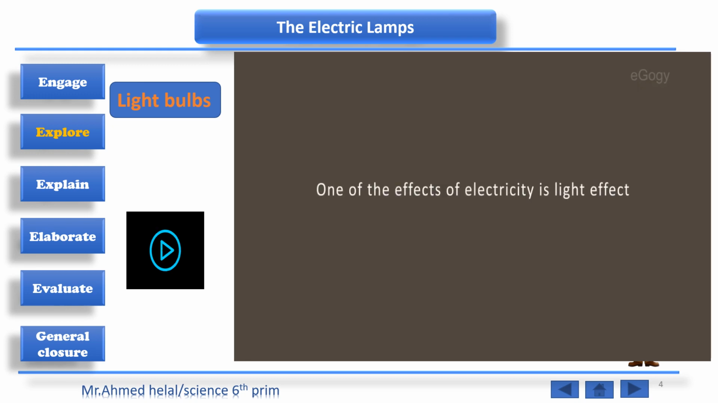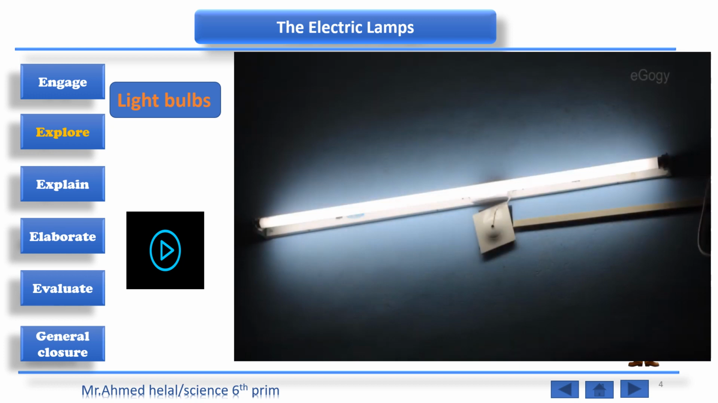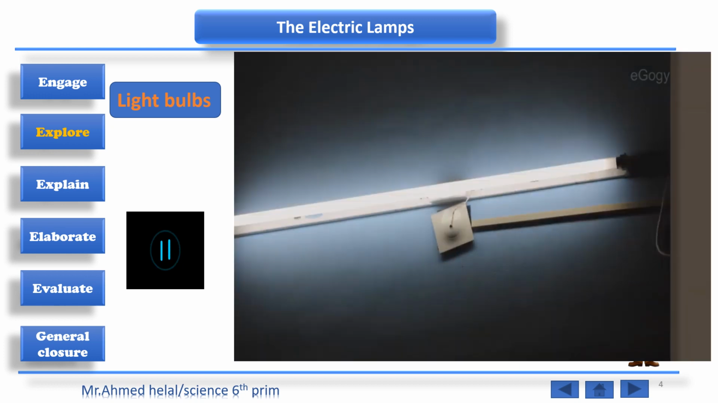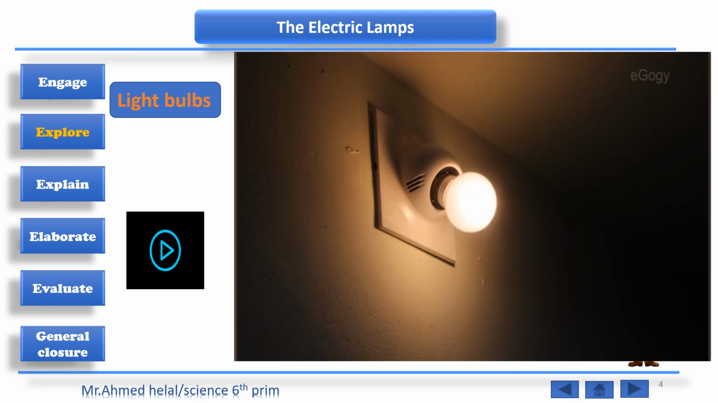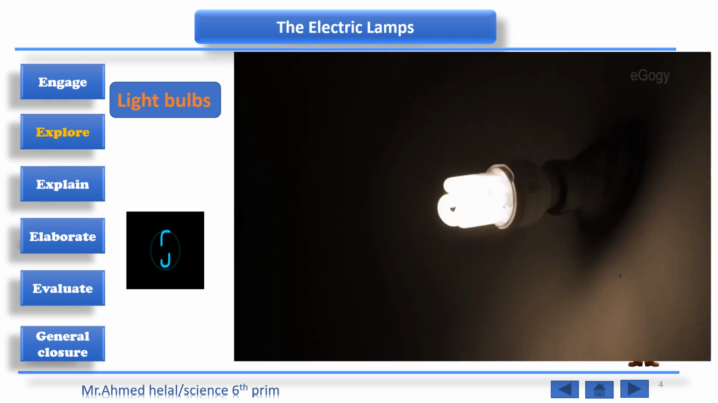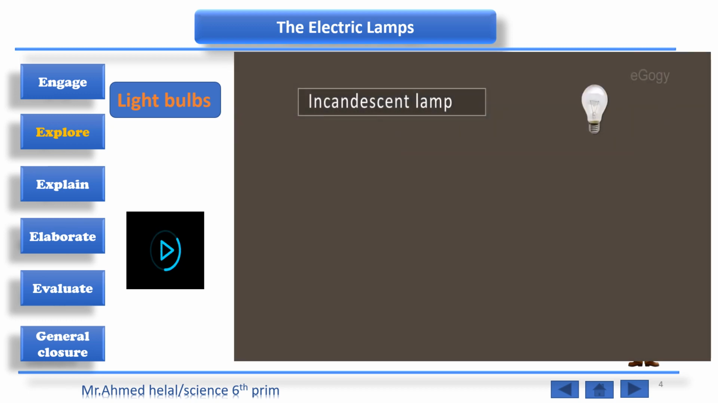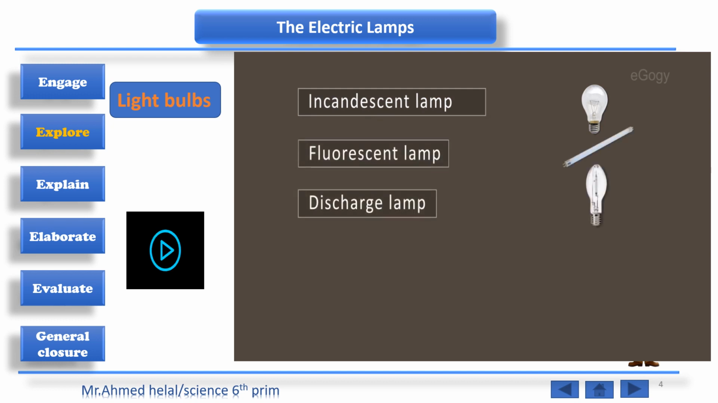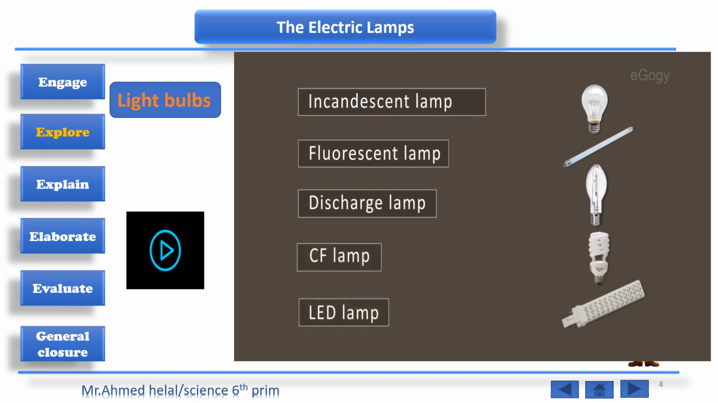One of the effects of electricity is light effects. In our daily life, we use different types of electric lamps. Let's see what they are. Incandescent lamp or filament lamp, fluorescent lamp, discharge lamp, CF lamp, LED lamp, etc.